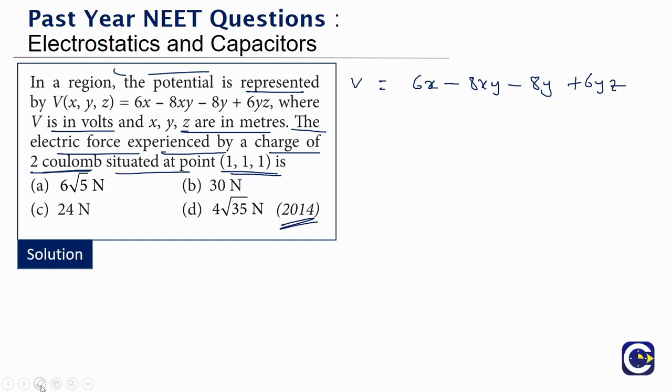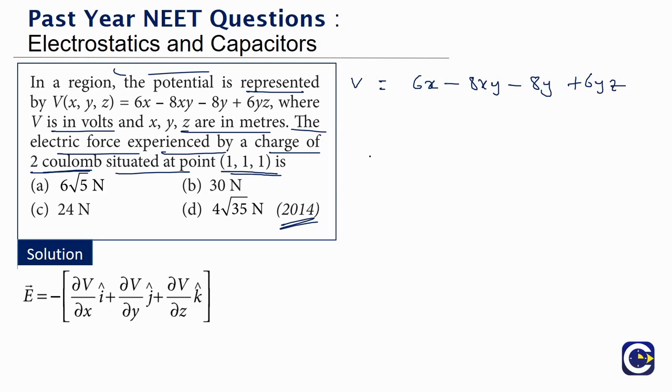What is given to us? The potential function is given to us, correct? They are giving us the potential function. From the potential function, how do you find the electric field? Already we have discussed it in one of the previous questions. This we will get by using what? The gradient formula. The gradient formula will involve the partial derivative.